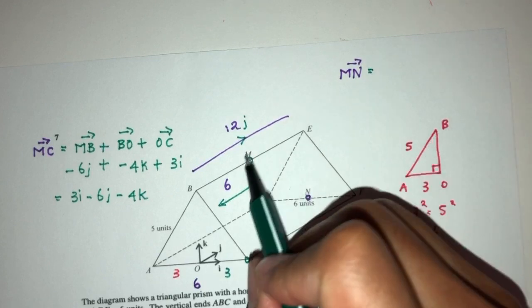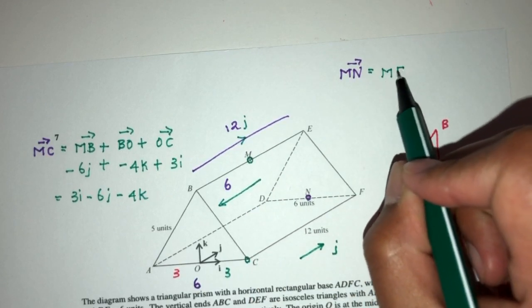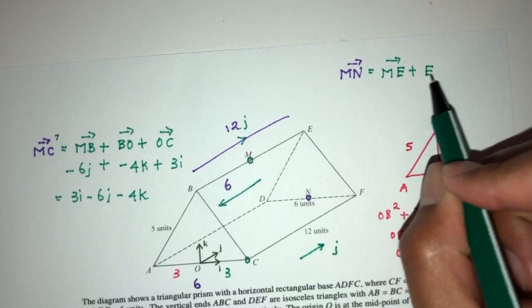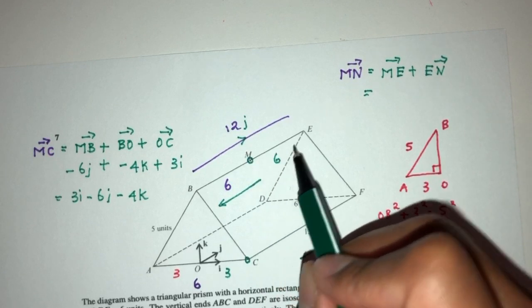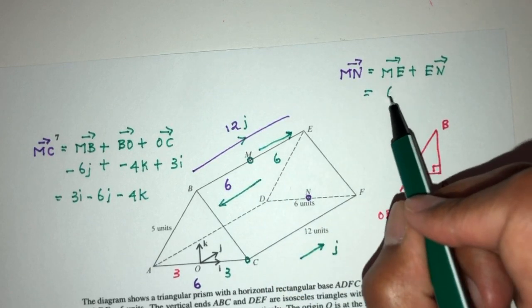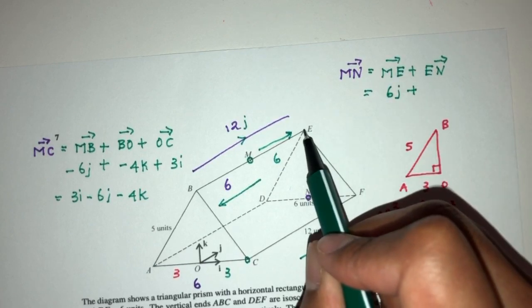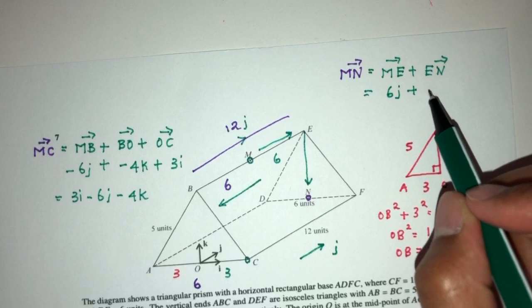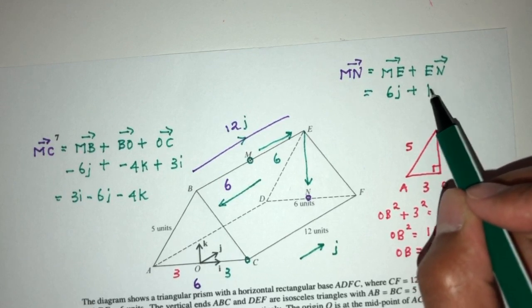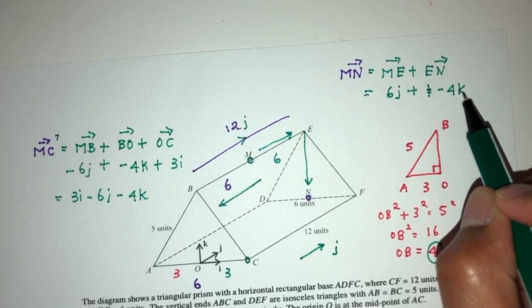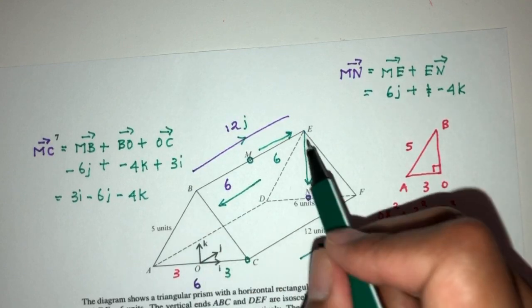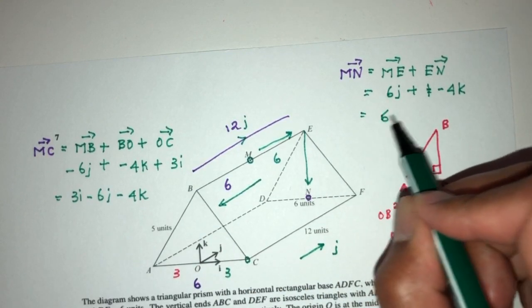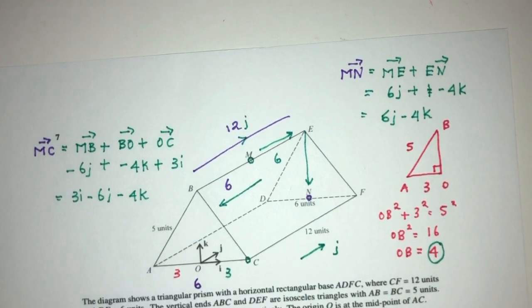By observation, we can first go from M to E, and then from E, let's go to N. Because this is the midpoint, this is also 6, and in this direction it will be positive, that will be 6j, and then plus E going down to M, that should be minus 4k, because again, as we have seen here, going up will be positive, going down will be minus. The length here is 4 same, so that will be 6j minus 4k. These are the two vectors we need to find for part 2 of the question.